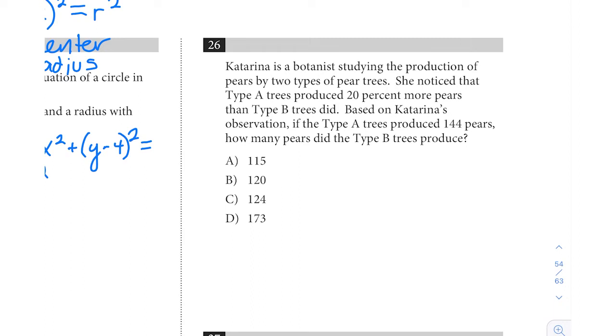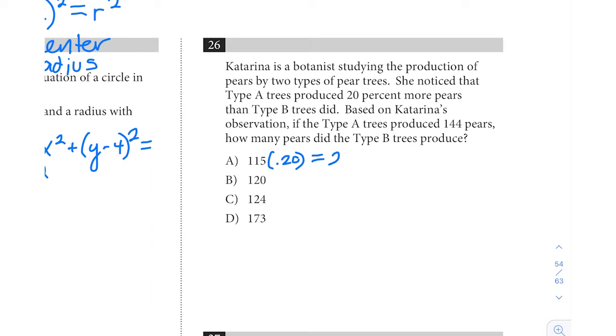So we could, in this, check and do 20% of each of our answer choices here, and then add that on to see what comes out to be 144. So if that is a possibility, and you can use your calculator to do that, then you could go through each answer choice that way. So here you could do, all right, 115 times 0.20, and do the math on that.